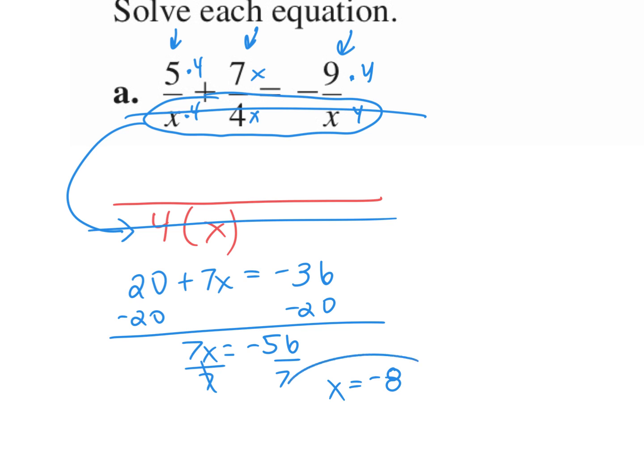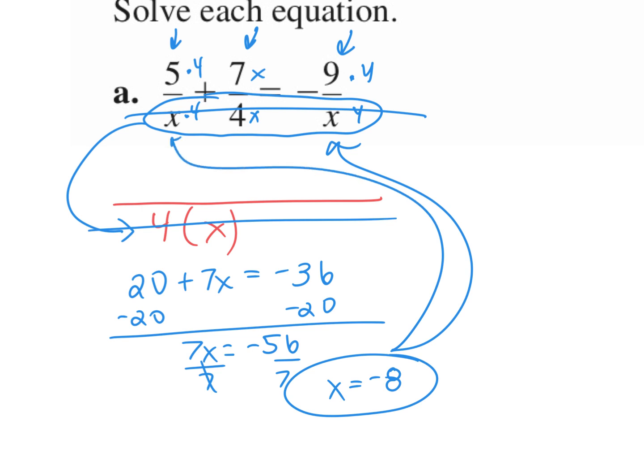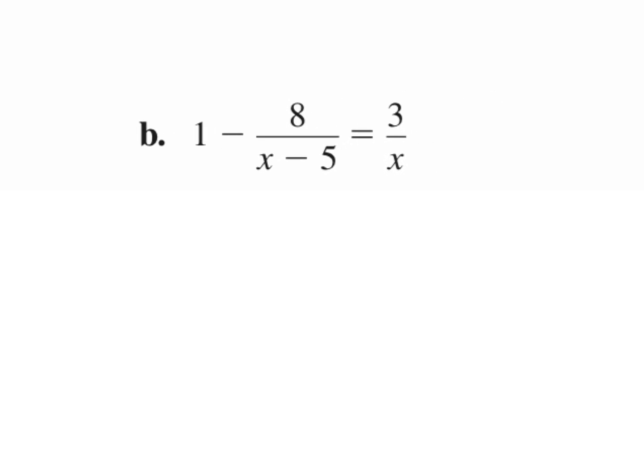I have to check to see if I plug in negative 8, if my denominator becomes what? 0. Does it? No. If I plug in negative 8 for x, it's not a 0, so you're good to go. So once you get everything to have the same denominator, you could just disregard the denominator. You don't have to look at it anymore.